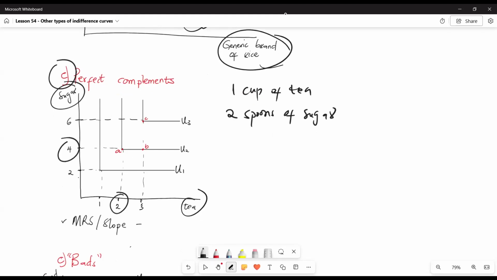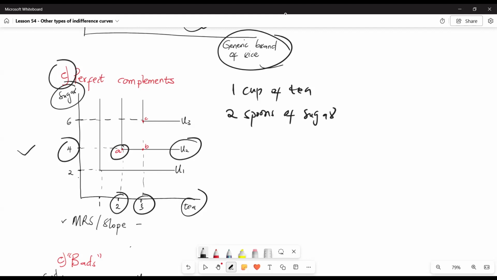This gives the consumer a level of satisfaction represented by indifference curve U2. So this is point A. Now, if you give this consumer an extra cup of tea, that moves them to 3 cups of tea, but you do not add any extra sugar. So you keep the sugar level at 4 and then give the consumer an extra cup of tea.